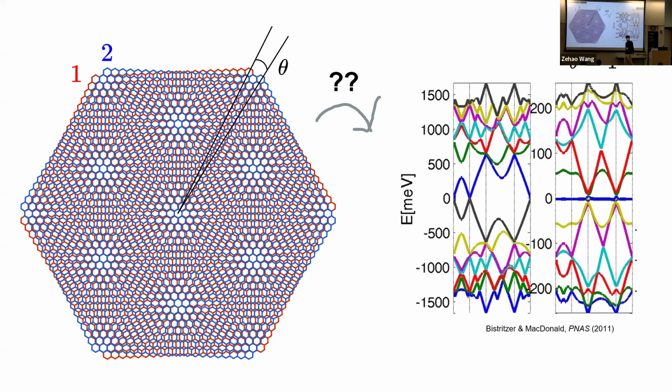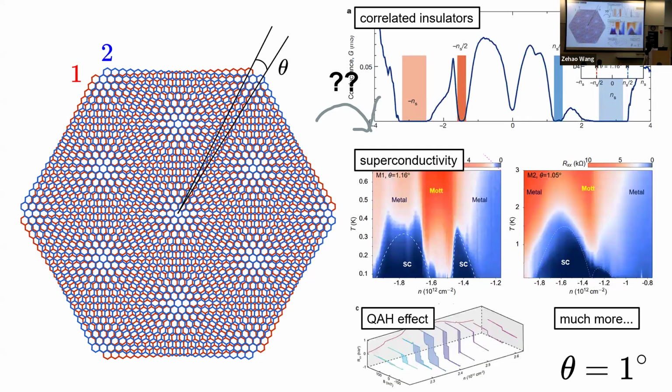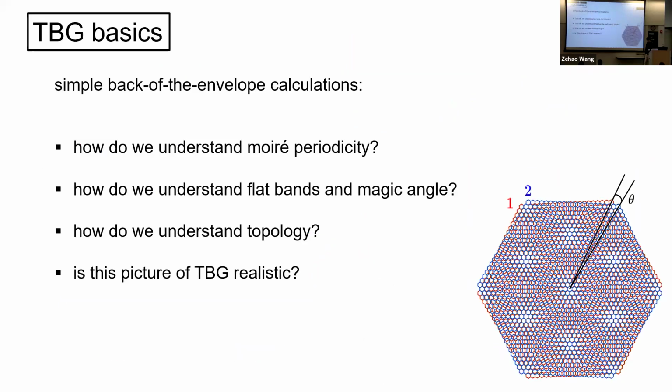And so our goal is to understand, how do we get from this strange, complicated structure to something that apparently, at the magic angle of around 1 degree, hosts some very flat bands, and in the presence of interactions, yields a bunch of interesting correlated phenomena like correlated insulators, superconductivity, time reversal breaking, and the quantum anomalous Hall effect, and much, much more. And to do so, I'm going to use a series of very simple back-of-the-envelope arguments, right?